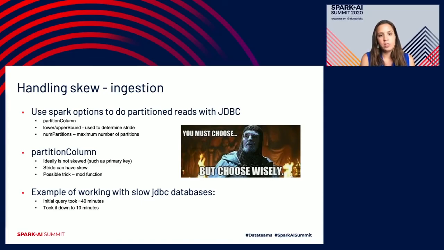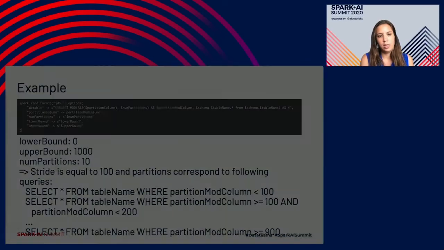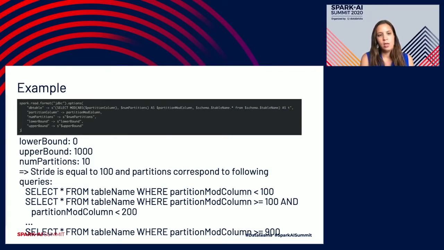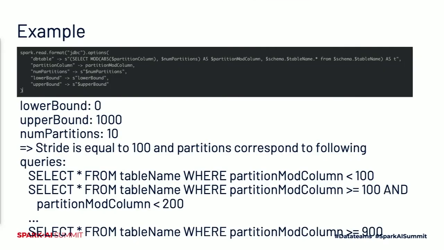One example where we saw significant performance was we took a job that was taking 40 minutes to do a read down to under 10. This example is just showing what happens when you do the JDBC read with partitioning. So stride is another area you have to be careful about. It's possible that even if you have a good partition column, your strides will have skew as well. So these parameters generate the queries on the slide.